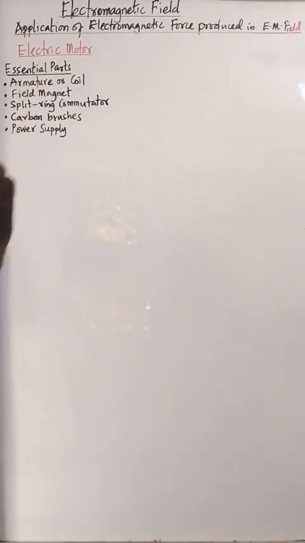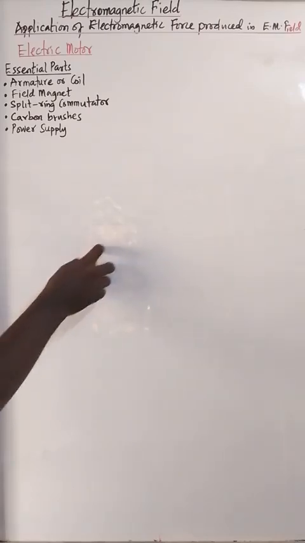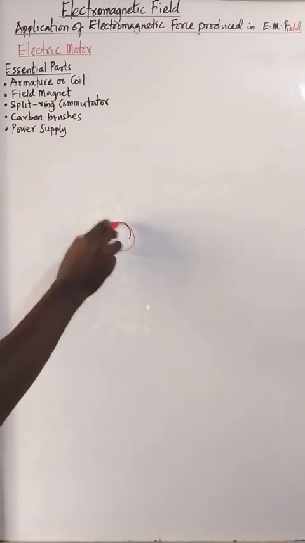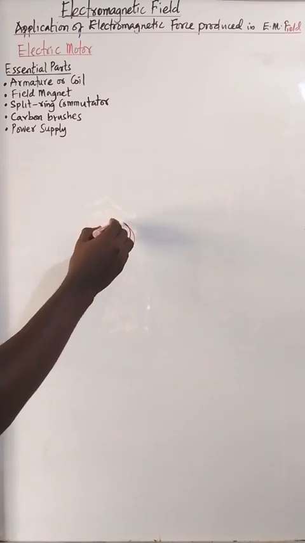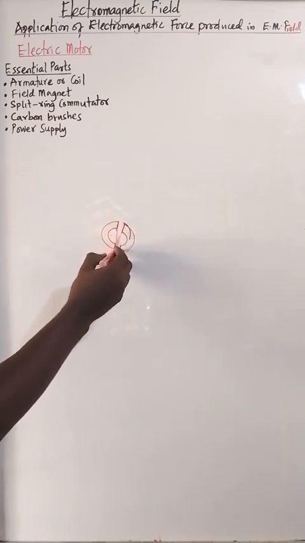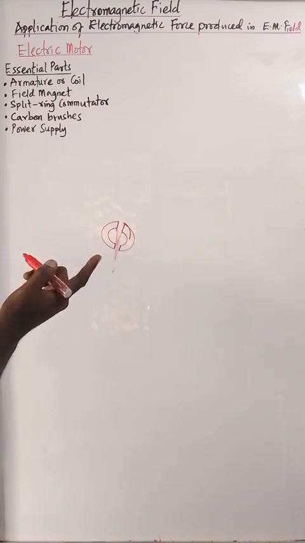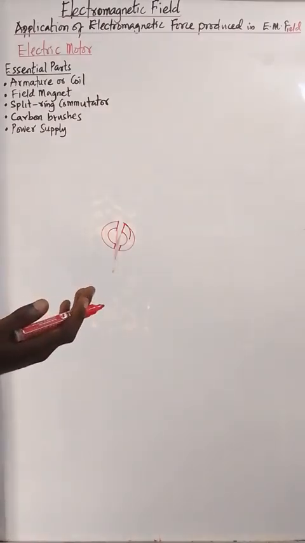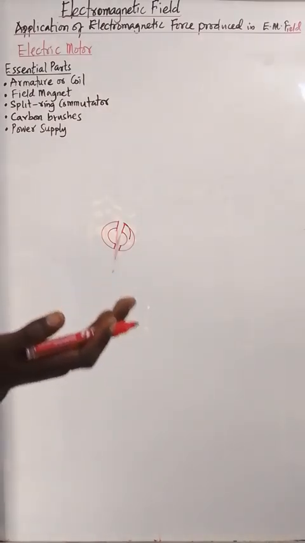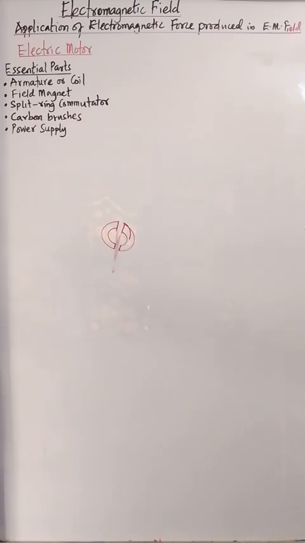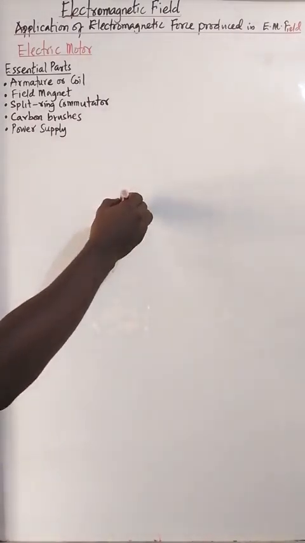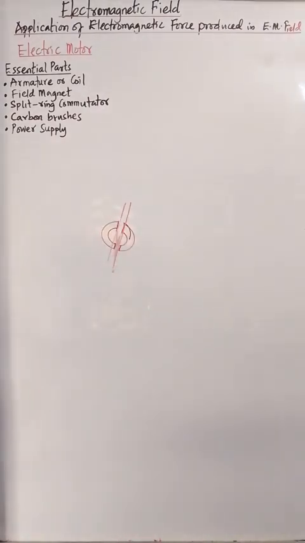Then we need a field magnet, a permanent magnet in this case. Then we need a split ring commutator. It's like a ring split into 2 halves. So we call it split ring. Then we have carbon brushes, which supply the current from the source to the commutator. The split ring is attached to the commutator, so we call it the split ring commutator.